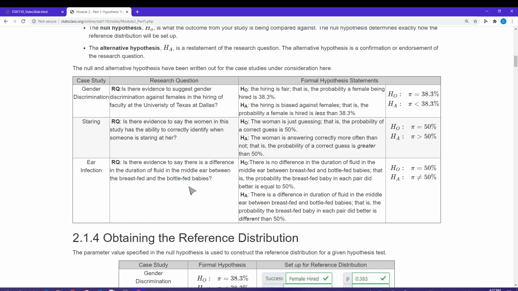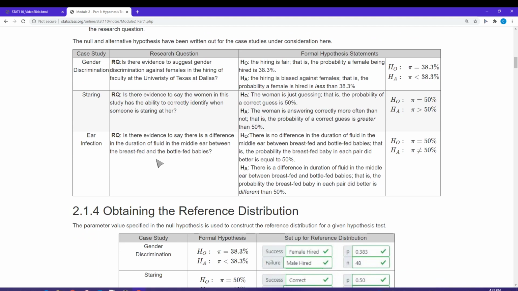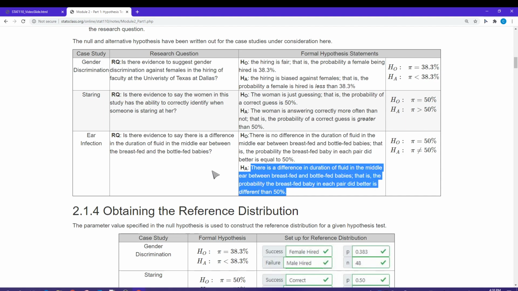Okay, let's do the ear infection example here. So the ear infection: is there evidence to say that there is a difference in the duration of fluid in the middle ear between the breastfed and bottle-fed babies? The researchers were hoping to show that there was a difference between those. So that's what goes in the alternative hypothesis. Again, the research question gets put into the alternative.